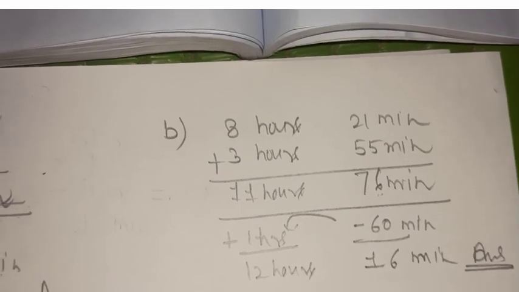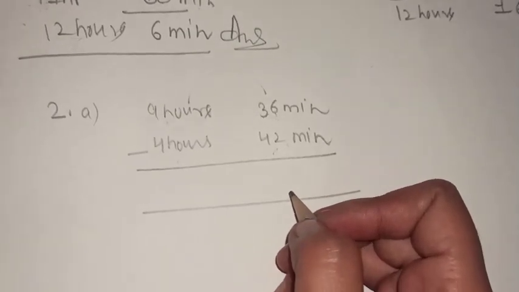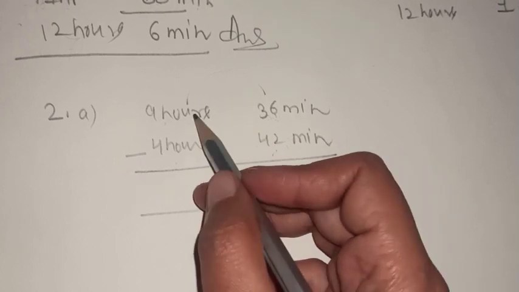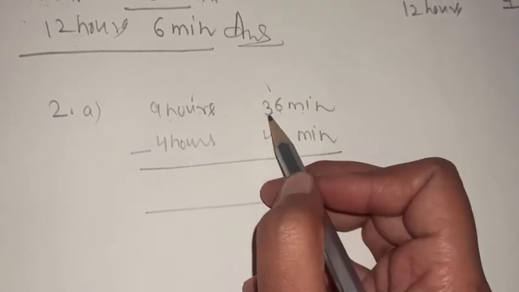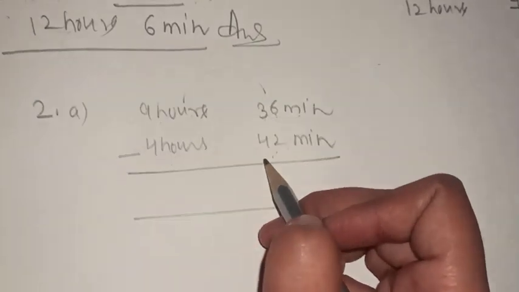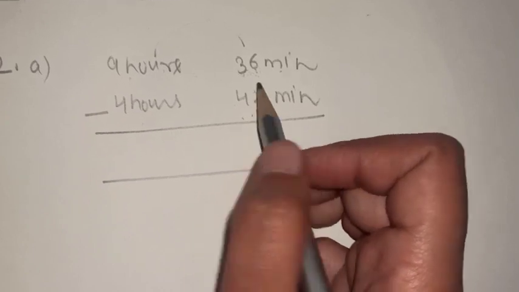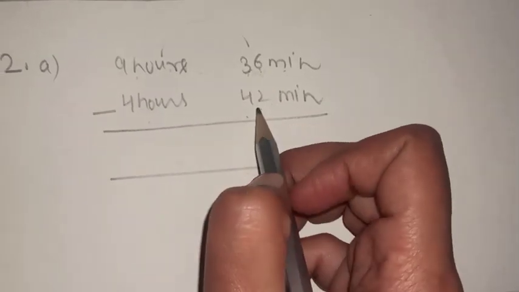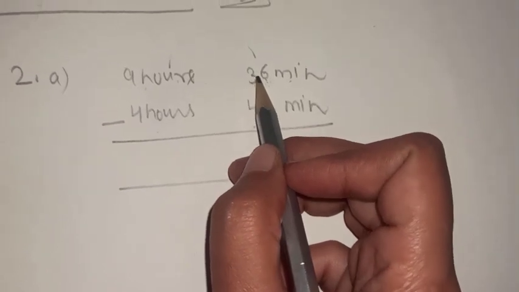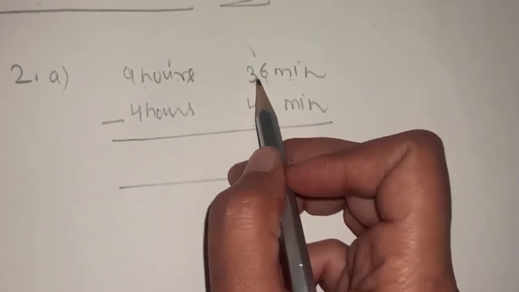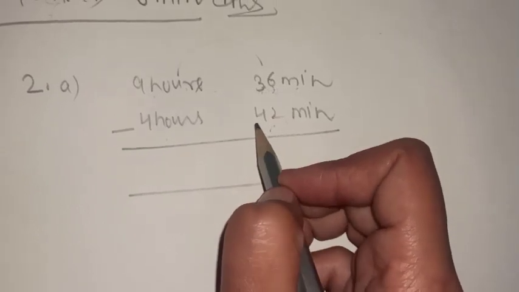Let's move to question number 2. In question number 2, we have to subtract the given timings. If you notice, we are given 9 hours 36 minutes and 4 hours 42 minutes. This particular section is minutes, but here it is 36 and here it is 42. Can it be subtracted? No. 36 cannot subtract 42. Why? Because always a greater number can subtract a smaller number. So this 36 cannot subtract 42.